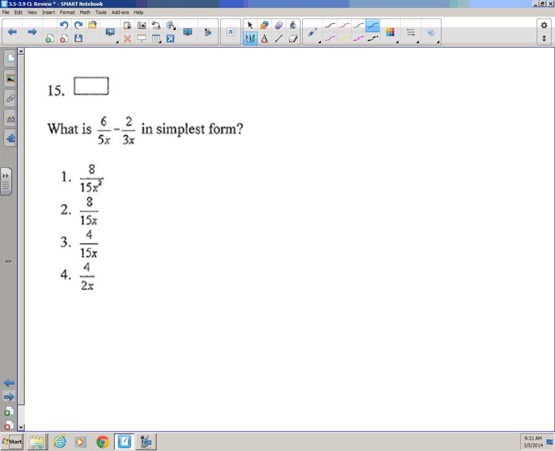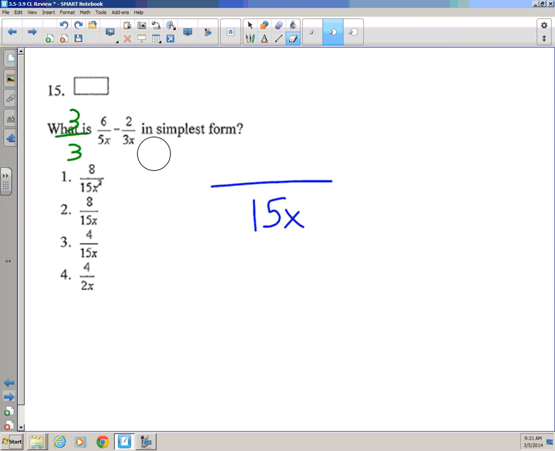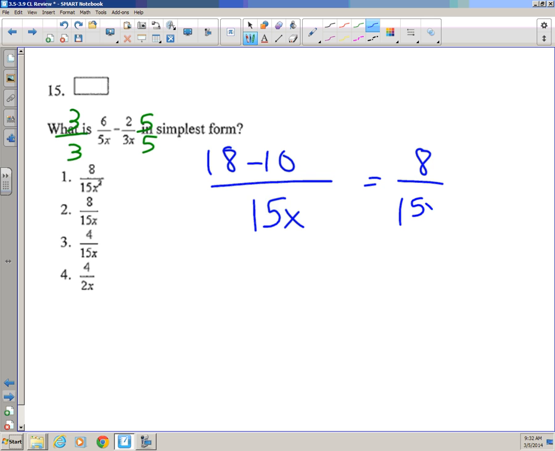15. Simplest form, we're subtracting. GCF, or least common denominator, I should say, is 15x. I need to multiply fraction 1 by 3. Need to multiply fraction 2 by 5. So what's happening here is I get 18 minus 10, which becomes 8 over 15x. Can't simplify, choice 2.